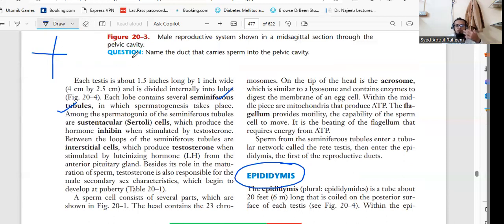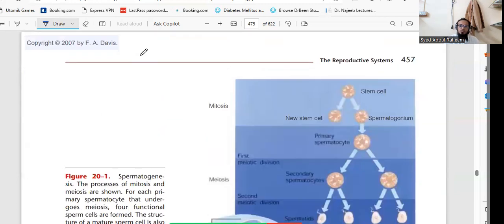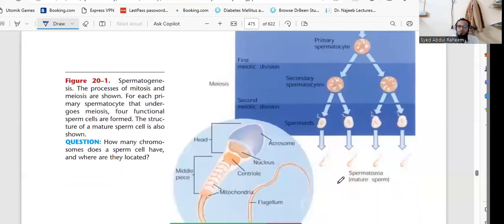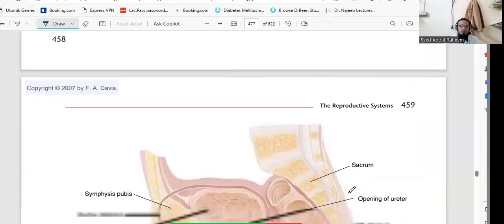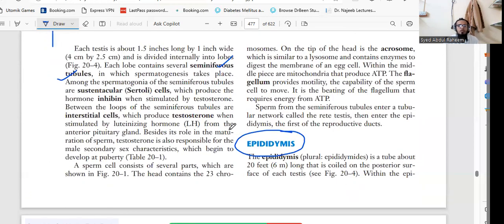The formation of sperm involves these steps: new cell, spermatogonium, primary spermatocyte, secondary spermatocyte, spermatids, and spermatozoa, the mature sperm. This is spermatogenesis.